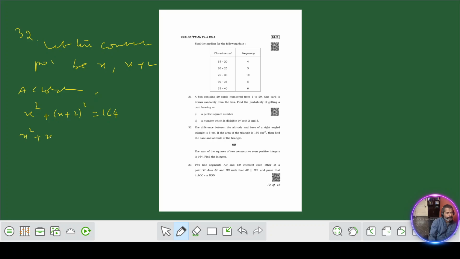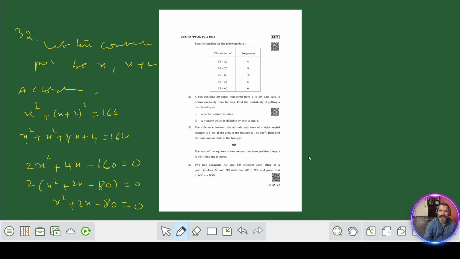x square plus 4x plus 4 is equal to 164. 2x square plus 4x minus 160 equal to 0. Take out 2 common to ease our work. Therefore, x square plus 2x minus 80 equal to 0. This is the equation you have to solve.